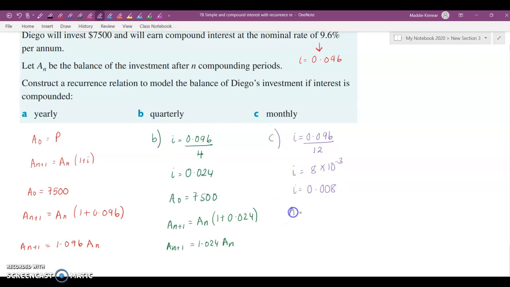I then say, my recursive form, let's always start with A0, so that has not changed again, that's still 7,500. And my recursive form is going to be AN times (1 + this new interest rate, 0.008). So I get A(n+1) equals 1.008 AN. And they're the 3 versions using the same nominal rate of 9.6%, but for yearly, quarterly and monthly.